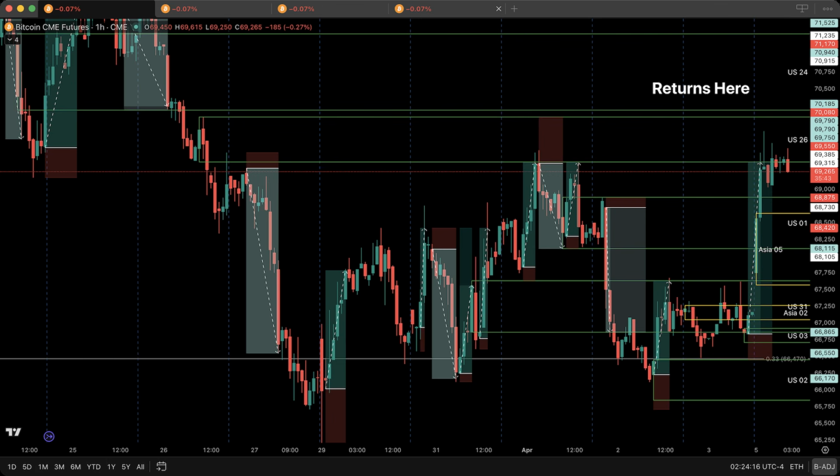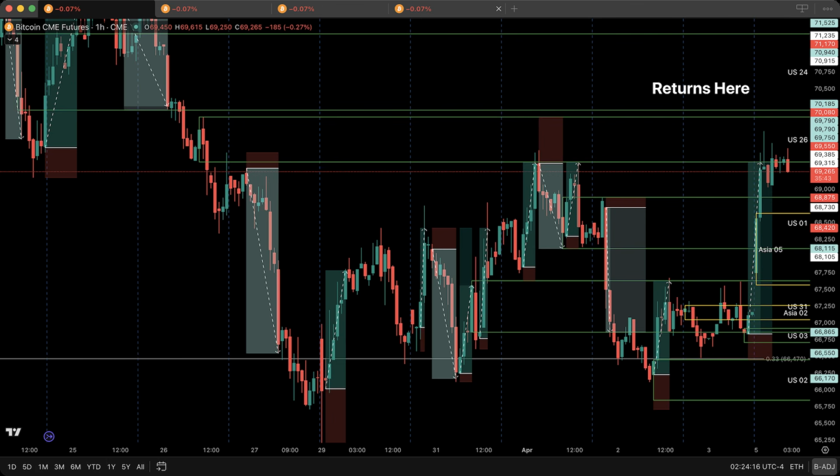Now look at the most recent formation. The April 5th Asia session forms between two existing references. It forms between the upper boundary of the March 31st U.S. session box and the middle of the April 1st U.S. session box. This is not empty space. It is already defined. So the session begins with limitation.